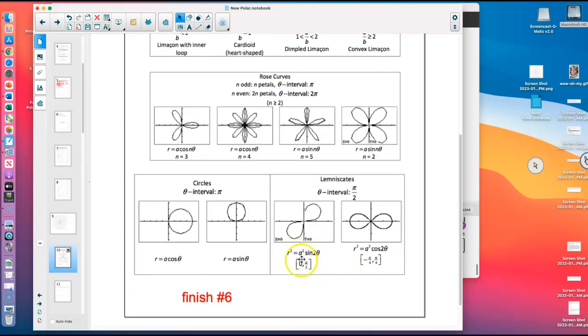When you root, you're going to get plus or minus a times the square root of sine 2 theta, which means every time the angle is negative, you're going to have an imaginary petal on your flower, and it won't make it. So that's why you might say, well, this is supposed to make 4 petals. If a was 9, it's going to be r equals 3 square root sine 2 theta, but the root causes imaginary petals. Isn't that kind of weird?